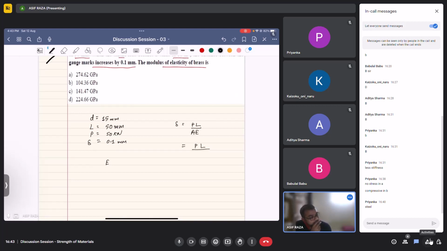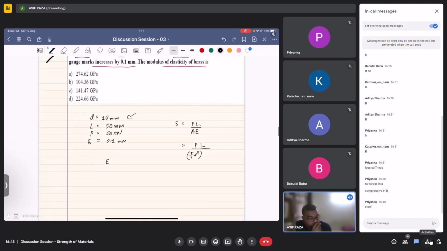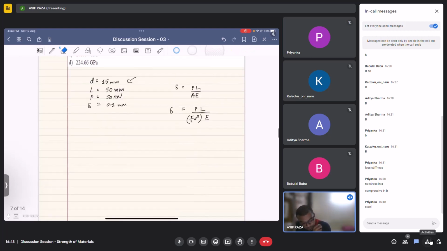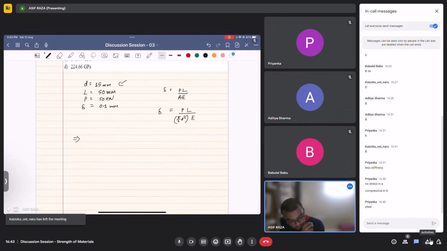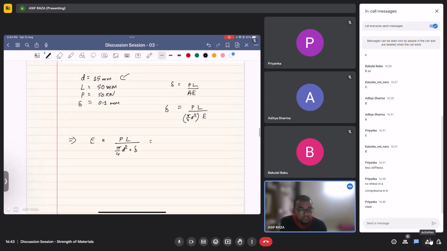What about A? Area is pi by 4 d square. We are given the diameter. So E would be PL upon pi by 4 d square times delta. Now you should be careful with the units.